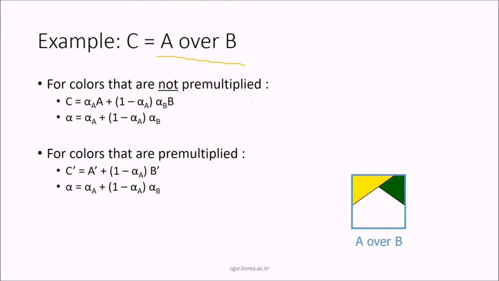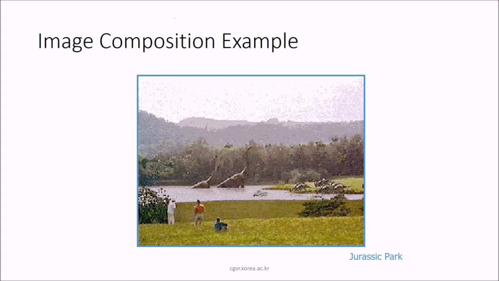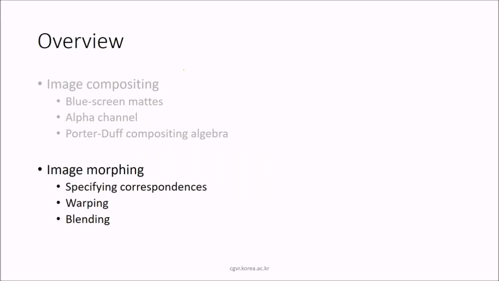For colors that are not pre-multiplied, we use C is equal to alpha A times A plus 1 minus alpha A times B. Alpha is equal to alpha A plus 1 minus alpha A times alpha B. For colors that are pre-multiplied, C dash is A dash plus 1 minus alpha A times B dash, and alpha is alpha A plus 1 minus alpha A times alpha B, sorry. This is the image composition example.